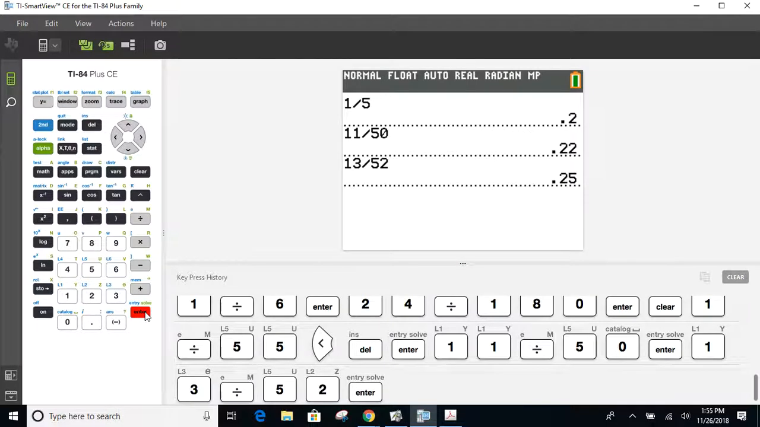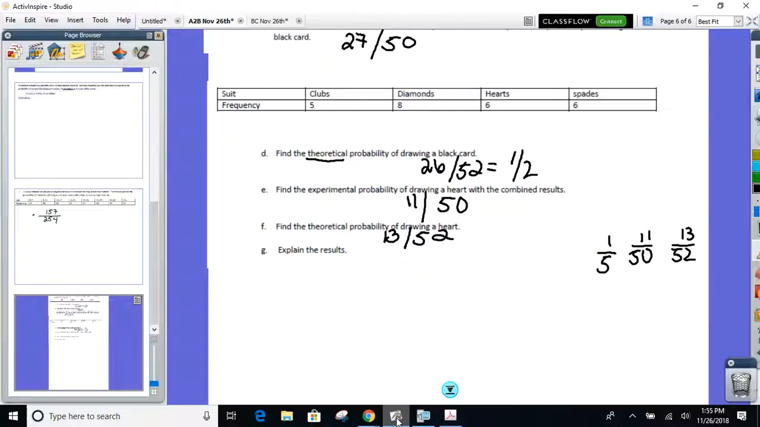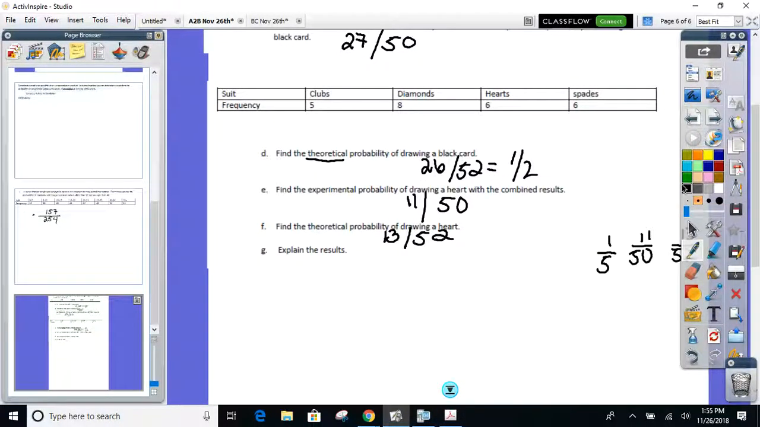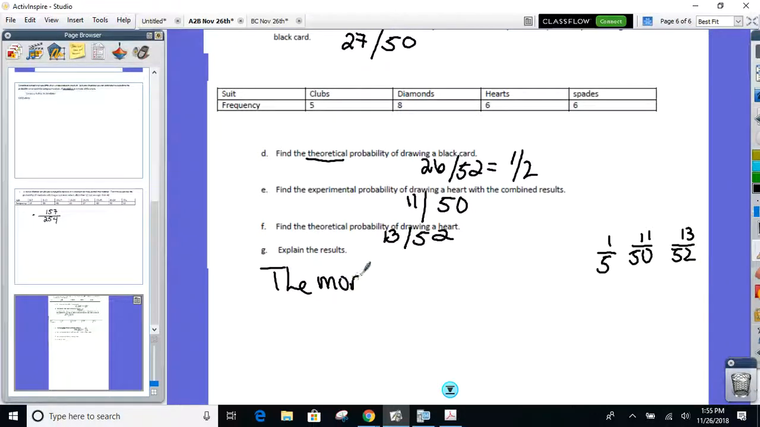Guys, what's happening as I went from the single to the combined one? Here's my theoretical 0.25. I got 0.2 as a single trial. 2 trials gave me 0.22. What's happening here? I'm getting closer and closer to the theoretical, the original one. So explain results, and here's what I wanted to show you today. You tell me, the more experiments you do, or the more experiments done.